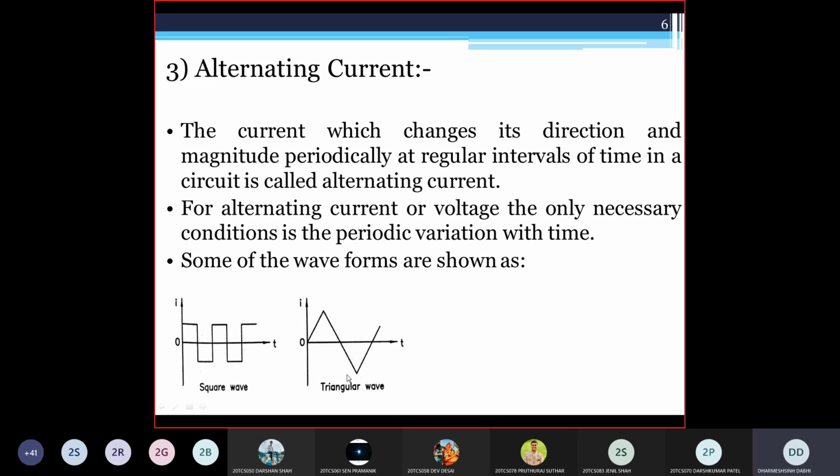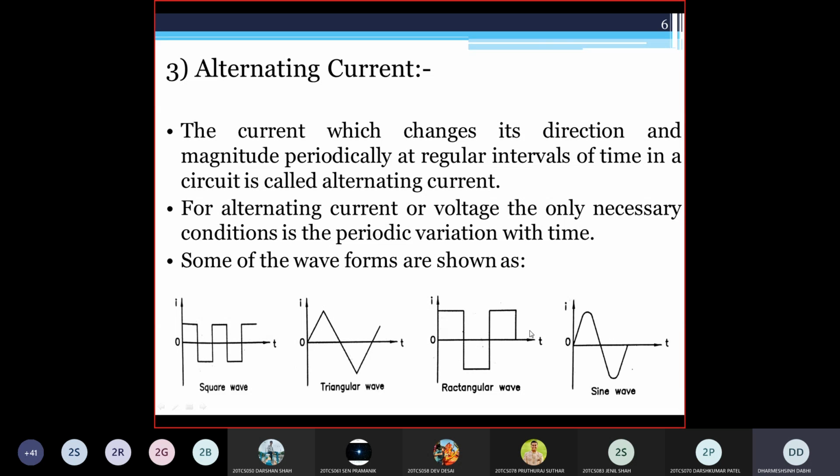Second is the triangular wave, that is also called alternating current. You can see its magnitude and direction are also changing with respect to time. The third one is a rectangular wave, that is also called alternating current. And the fourth one is the sine wave. Clear? But generally, when we say alternating current, we mean the sine wave. The name alternating current becomes a synonym for the sine wave.